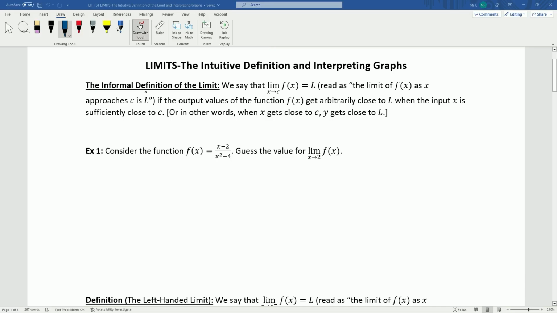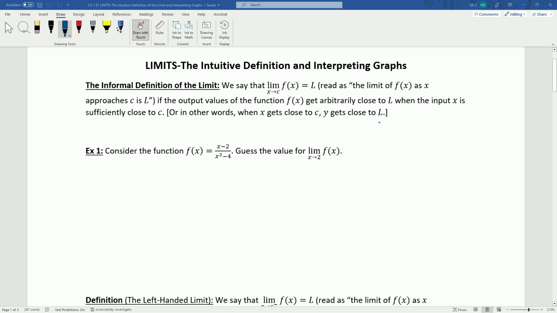So, the informal definition of the limit. We say that the limit as x approaches c of f of x equals L, or in other words, the limit of f of x as x approaches c is L, if the output values of the function f of x get arbitrarily close to L when the input x is sufficiently close to c. So again, another way to say this is when the input x gets close to c, then the output y gets close to L.